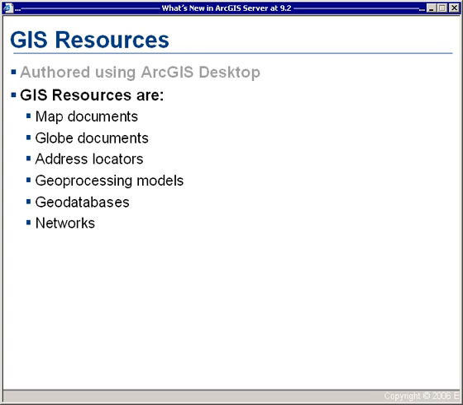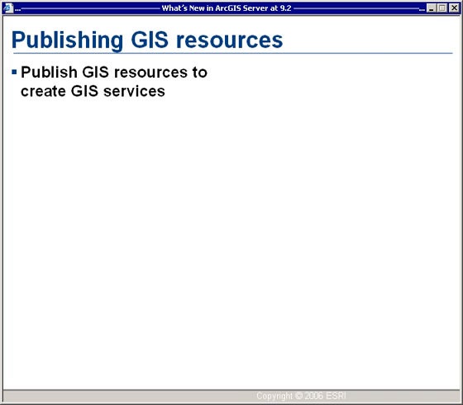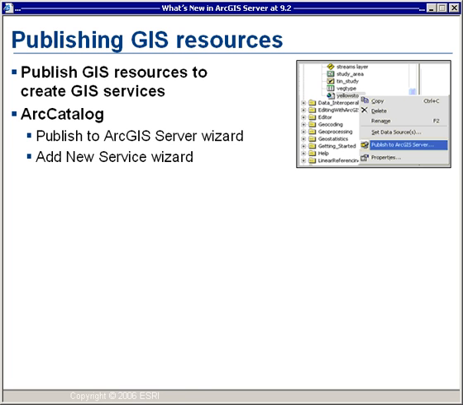Once our GIS resources are authored, it's time for us to go into step 2, which is publishing the GIS resource. When we are publishing GIS resources, we have 2 applications that can handle this. The first one is ArcCatalog. At ArcGIS Server 9.1, all the publishing was done using ArcCatalog and using the Add New Service wizard that was found underneath your server connection. At 9.2, the Publish to ArcGIS Server wizard has been added to the ArcCatalog application. It's accessed by right-clicking on a GIS resource and executing the publishing wizard.